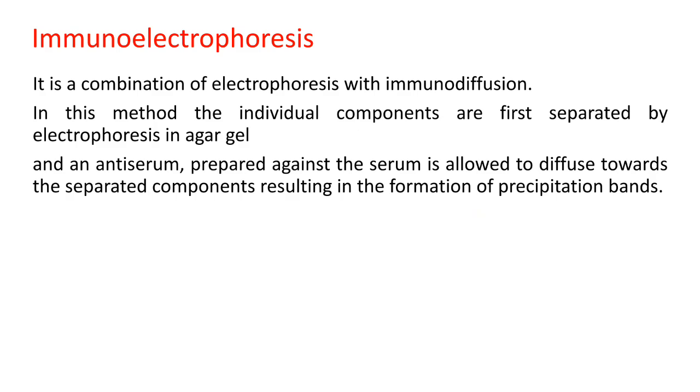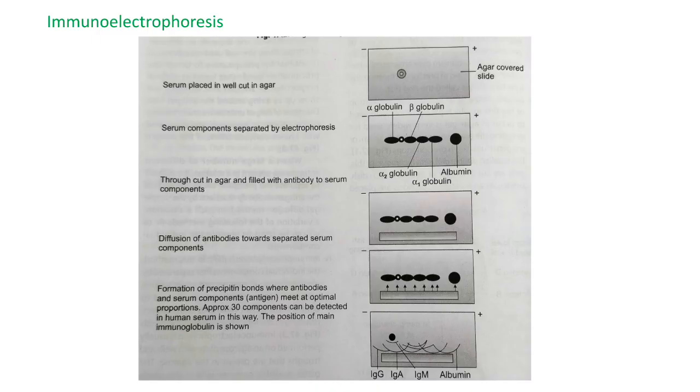The first one, immunoelectrophoresis. It is a combination of electrophoresis with immunodiffusion. In this method, the individual components are first separated by electrophoresis in the gel, and an anti-serum prepared against the serum is allowed to diffuse towards the separated components, resulting in formation of precipitation bands. So this is the principle of immunoelectrophoresis. Here you can see how it is done.